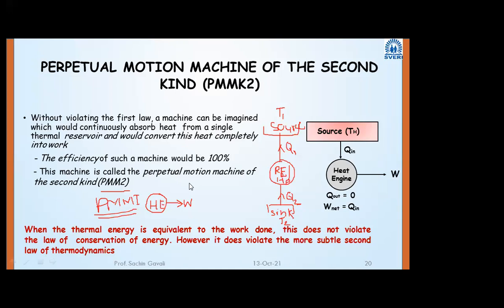PMM1, PMM2, equivalence of second law of thermodynamics, second law of thermodynamics, limitations of first law of thermodynamics, then devices, what is meant by heat engine, what is meant by refrigerator, what is meant by heat pump, then how to calculate efficiency of heat engine, how to calculate COP of refrigerator, how to calculate COP of heat pump, what is the relationship between COP of refrigerator and COP of heat pump. All these things understood today's thing, please mention.